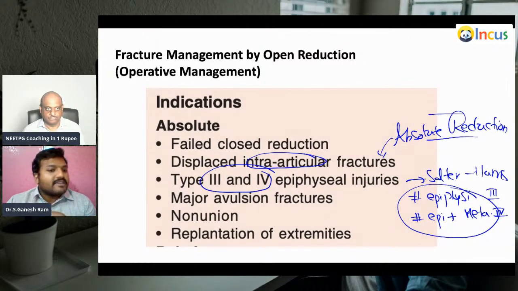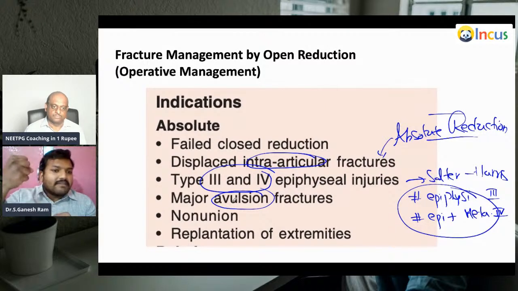The next would be major avulsion fractures. For example, the ACL ligament is attached to the tibial condyle inside the knee. If the ligament gets avulsed, then the knee stability will be gone. The bones will rub against each other. If we cannot reduce it by closed means, then in those conditions of major avulsion fracture, we have to open and reduce it.